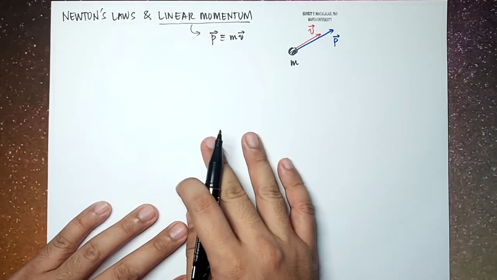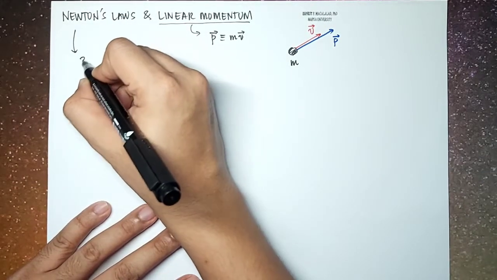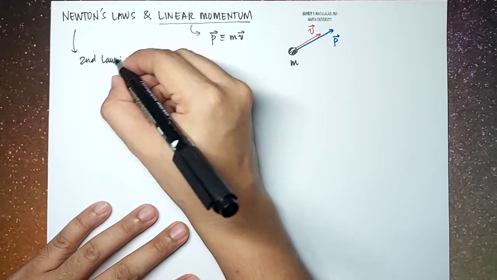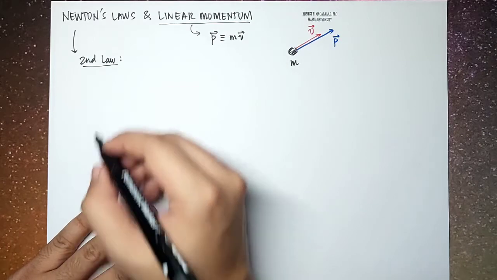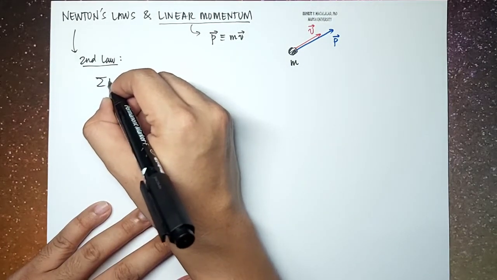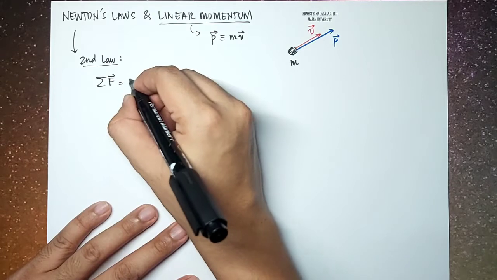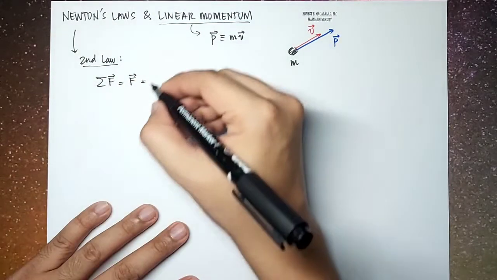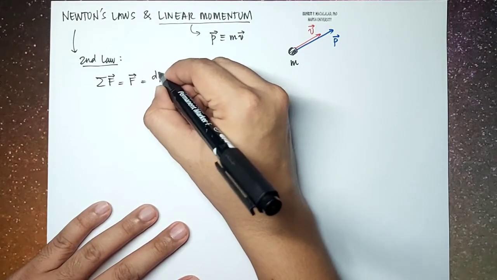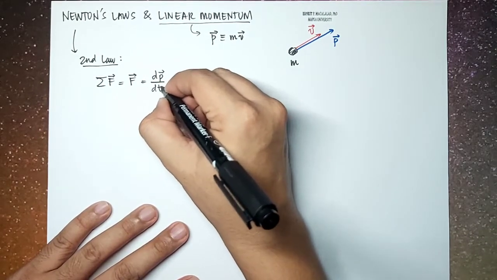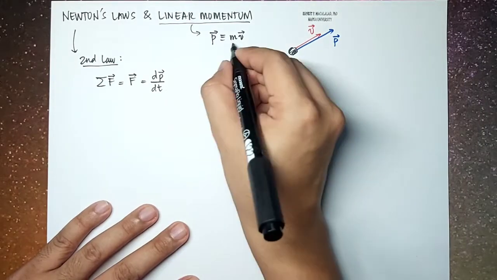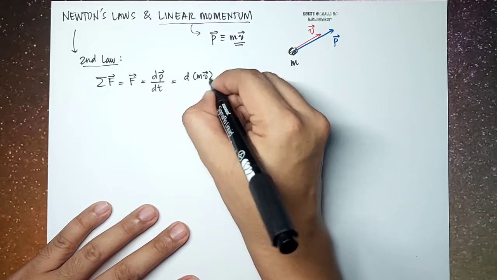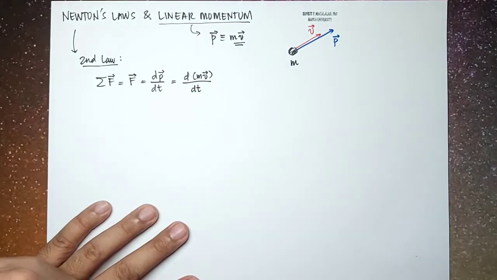Now, as I mentioned earlier, Newton's second law of motion can be rewritten in terms of the linear momentum. In this case, the net force acting on the particle, or simply F, is equal to the time rate of change of the linear momentum with respect to time. Using this definition, this is the derivative of m times v with respect to time.